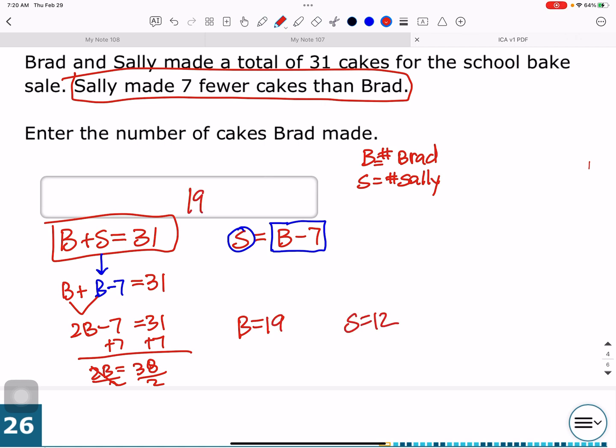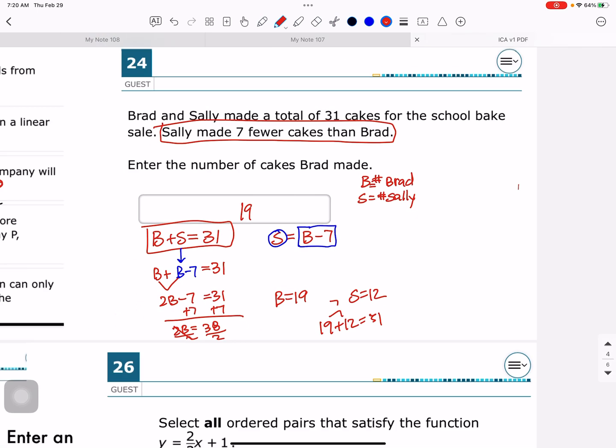We didn't need to know that. So it's 19 and 12 is 31. So 19 plus 12 equals 31. And they're 7 apart. So that's exactly right.